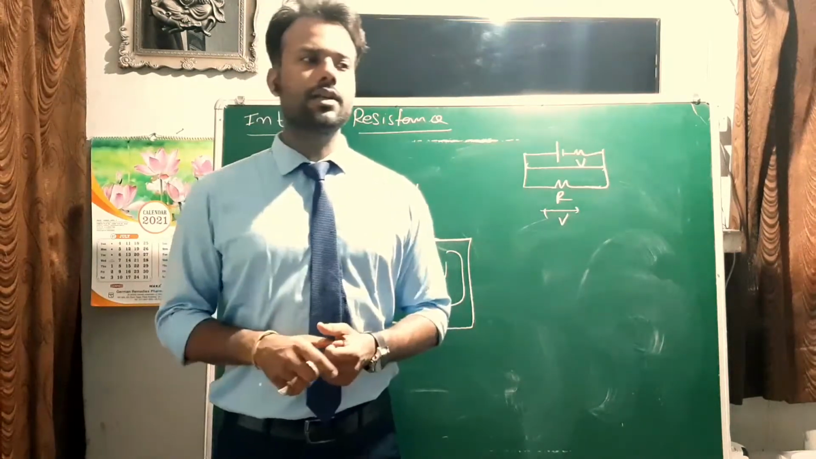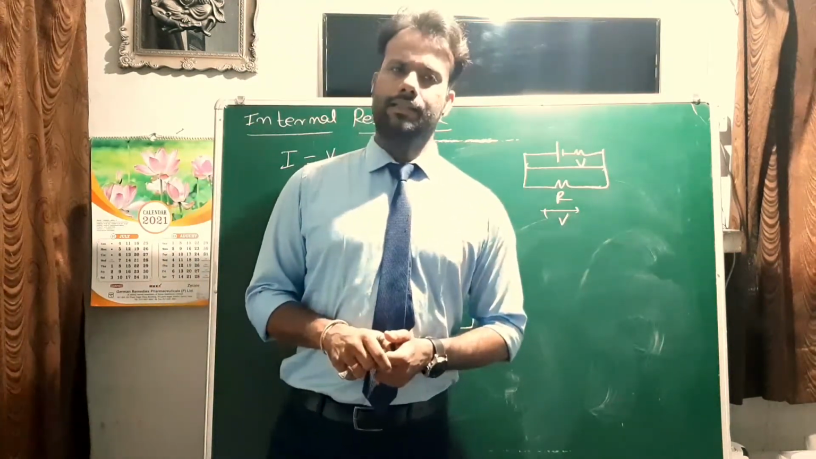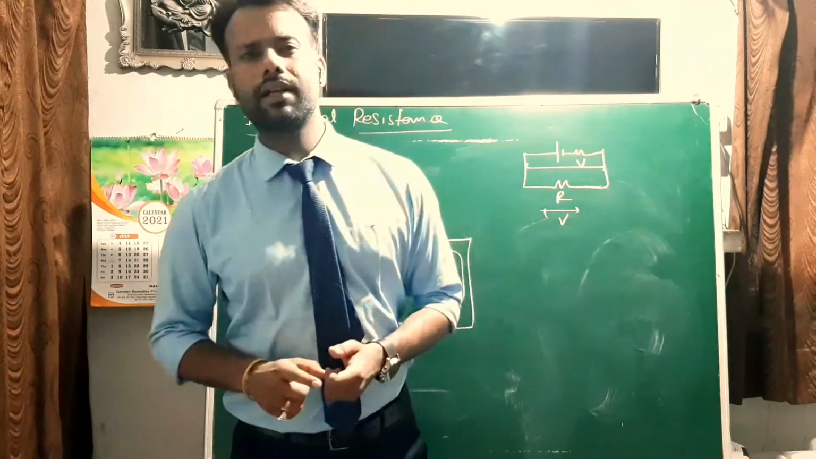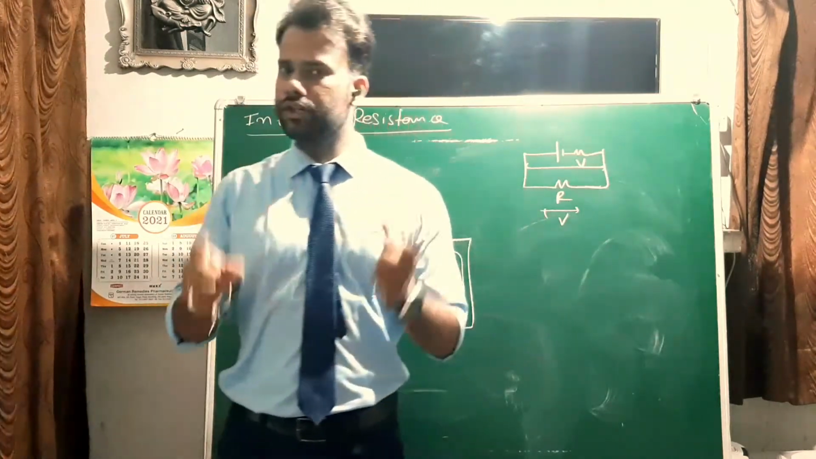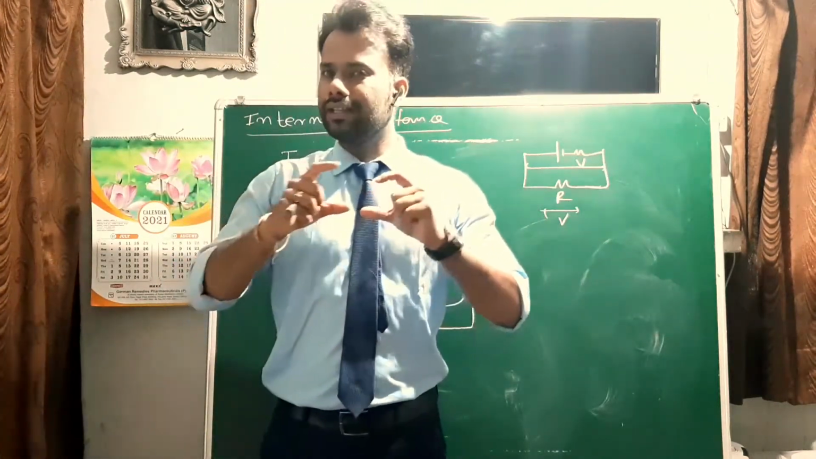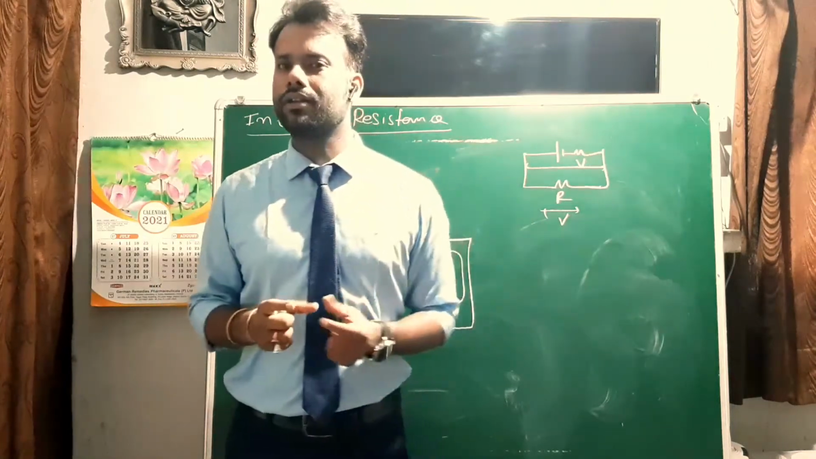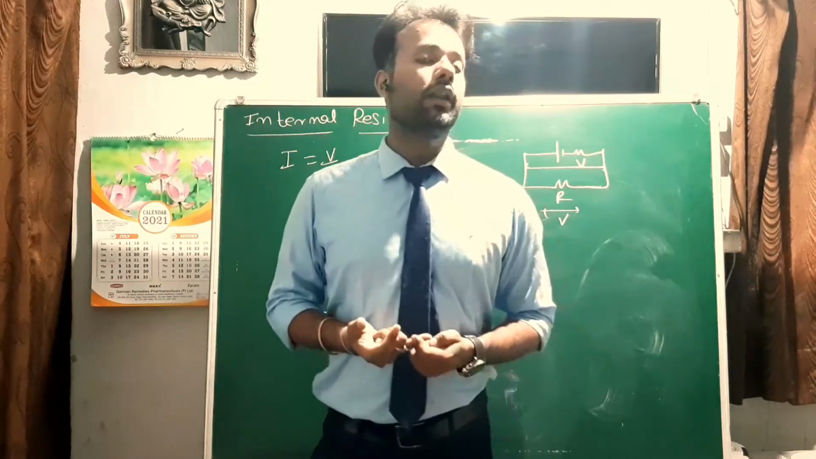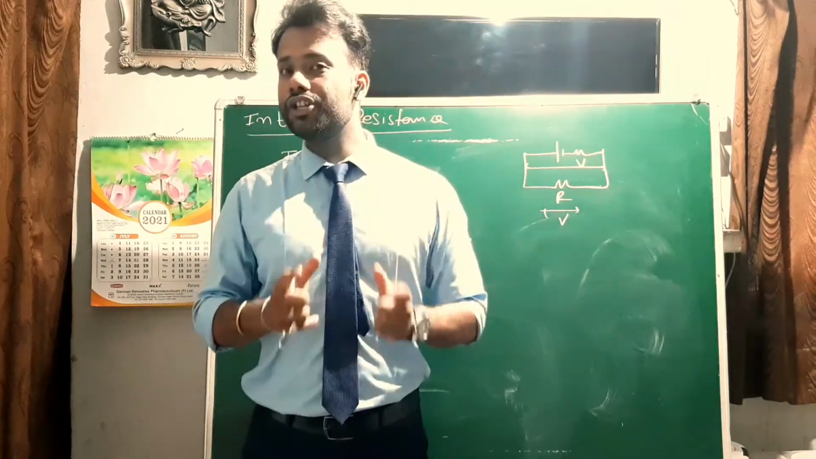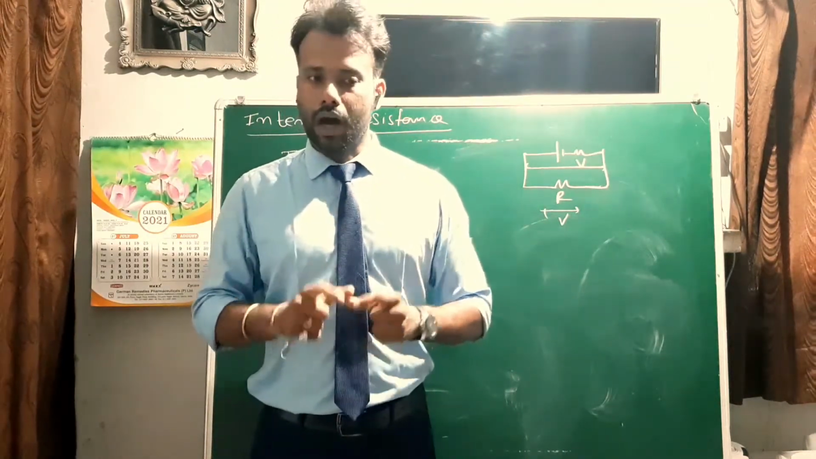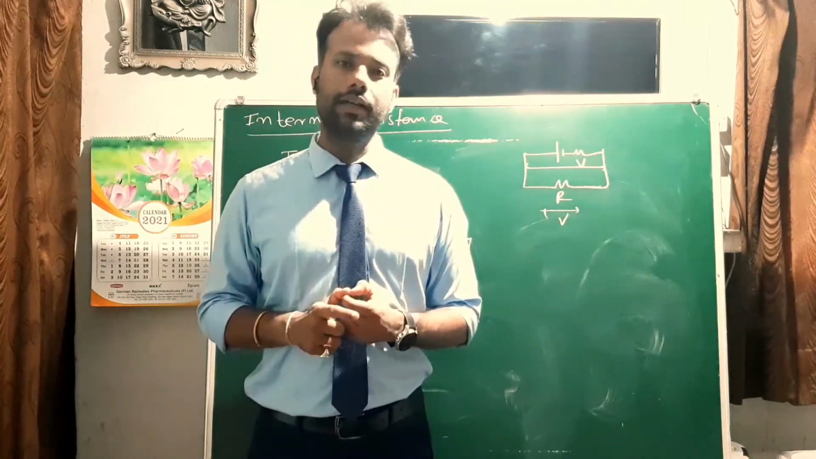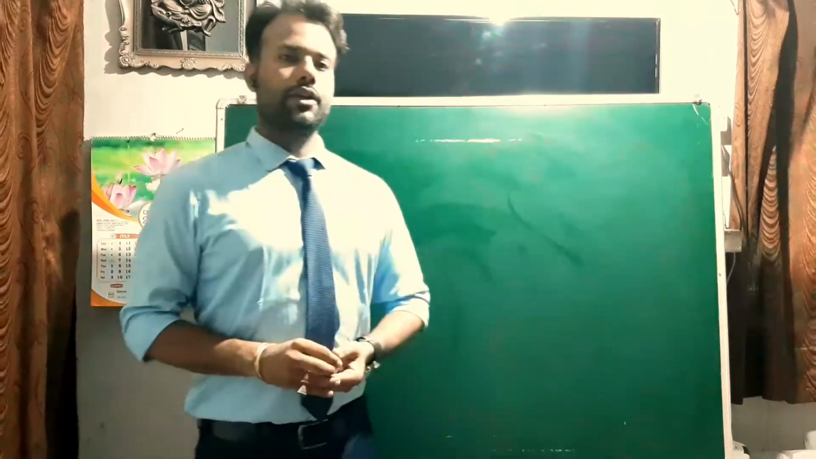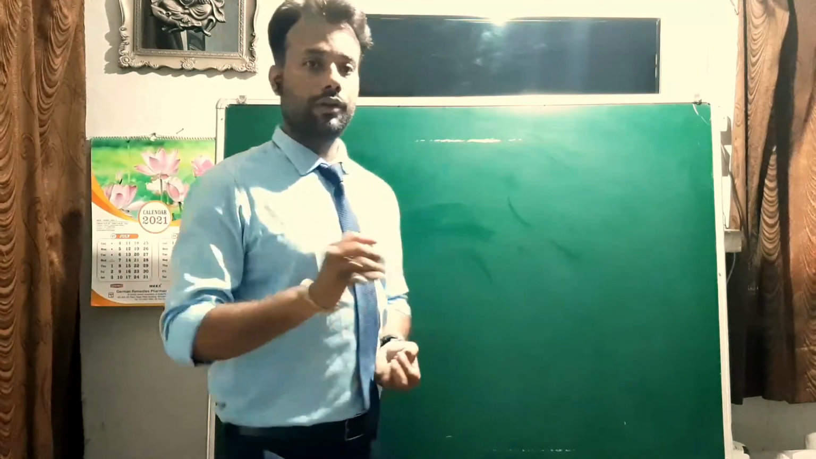Now let us discuss these cells. Like when we studied capacitance, we studied the combination of capacitances, how these capacitances can be connected across each other, and then we studied the combination of resistances also. Now today we will discuss the combinations of cells. How can these cells be connected in a circuit? Let's start the combination of cells.